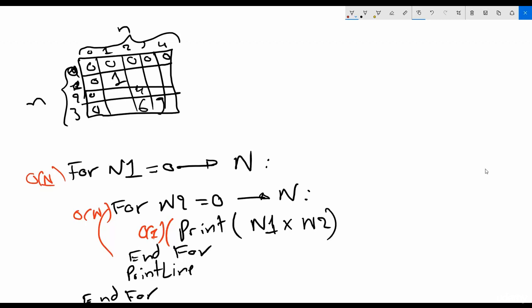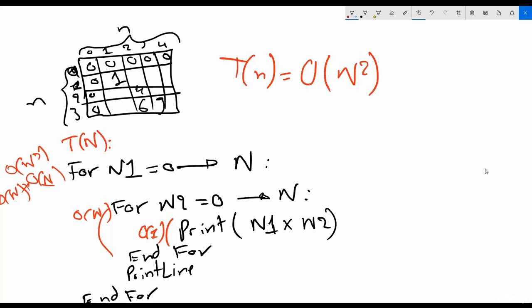Okay, so that would be order n times order n. Okay, so the outer loop is order n squared. Okay, so the complexity, let's say that this algorithm is called t, so t of n equals order n squared. Okay, and that's basically the complexity of this algorithm.